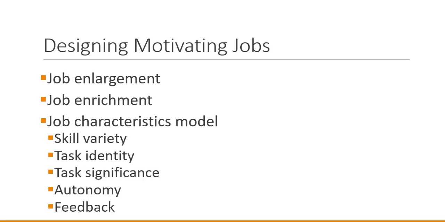Skill variety, which is the extent to which an employee is engaged in a variety of activities. Task identity, the extent to which an employee is working on a complete task as opposed to just one component or one part of a task. Task significance, how important is this output for the organization and its customers? Autonomy, to what extent is an employee able to work independently? And feedback, what kind of information is the employee receiving based on their performance from management and the organization?